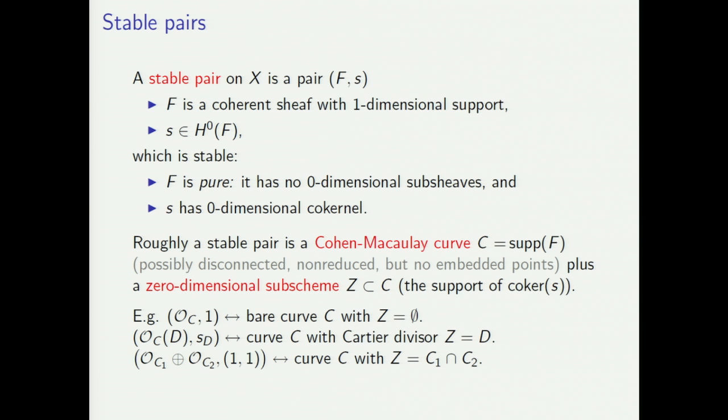So for instance, you can take the trivial line bundle on the curve with the section 1, that's a stable pair, and what that corresponds to is the bare curve with no points. Or you could have a curve with a divisor on it, which gives you a line bundle on the curve with a section vanishing on that divisor, and that's a curve with that divisor as the points. And then a case where you get a Weil divisor instead of a Cartier divisor, if you care, is this. But anyway.